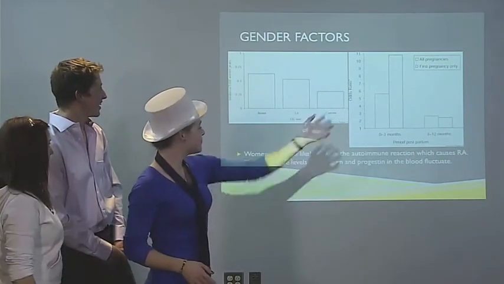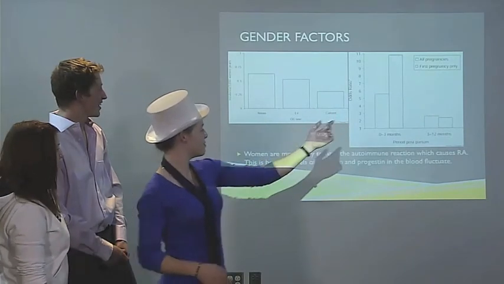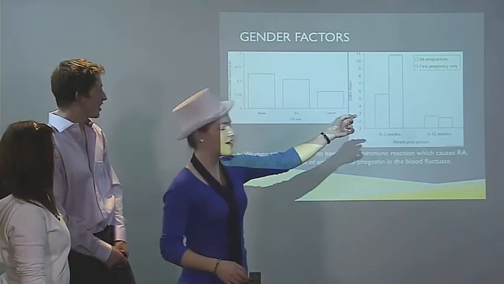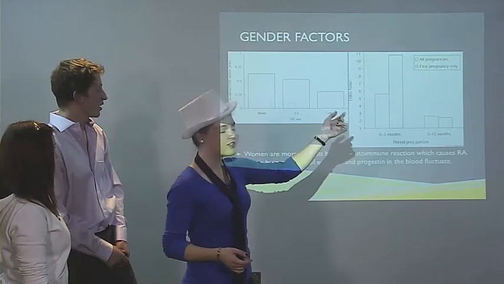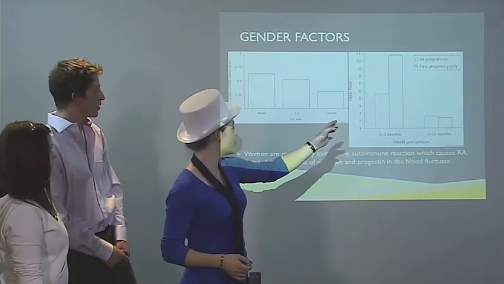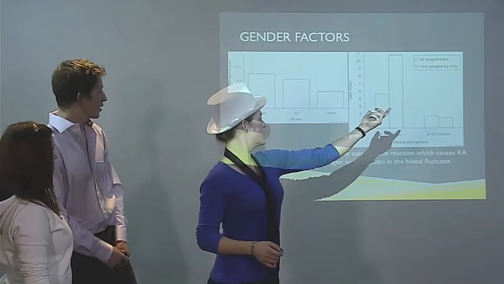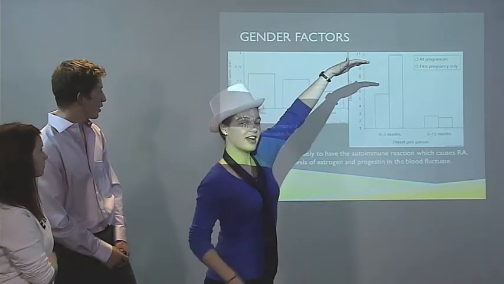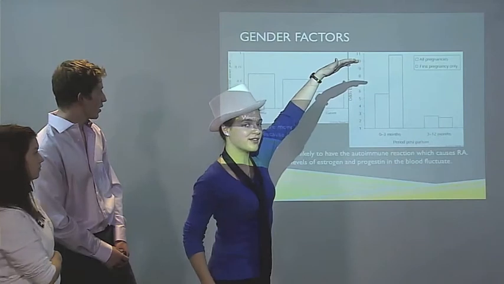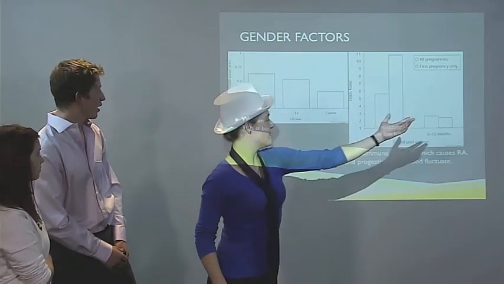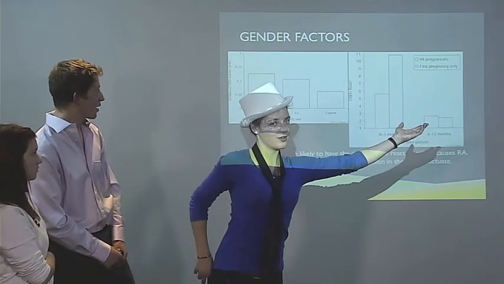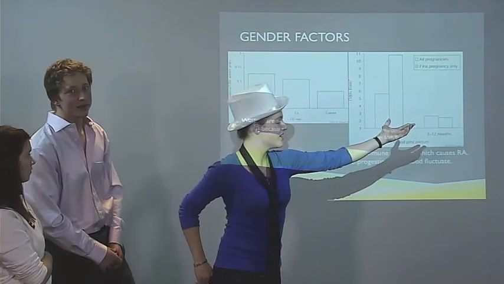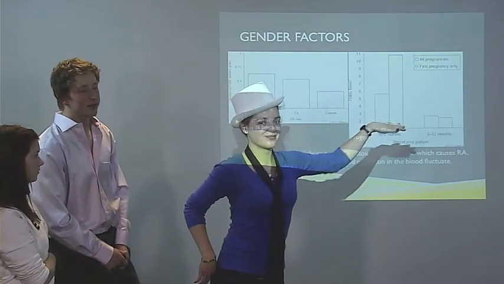And then here, this period postpartum means after you've had a kid, your estrogen levels decrease. So in the first 0 to 3 months, you can see that there is a very high likelihood of developing rheumatoid arthritis. And then in the 3 months to 12 months range, your likelihood decreases.